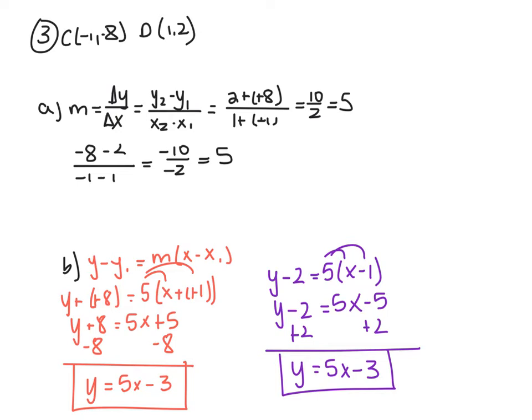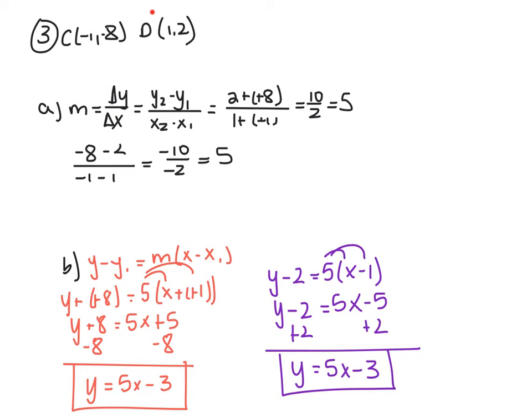So I started out in point-slope form, y minus y1 is equal to m times (x minus x1). I first plugged in point C, so you get y minus negative 8 is equal to 5 times x minus negative 1. Distribute this 5, you get y plus 8 equals 5x plus 5, and subtract 8 from both sides, you get y equals 5x minus 3.